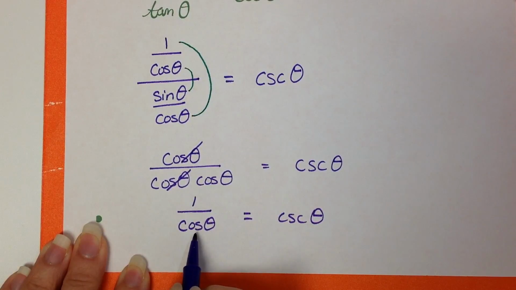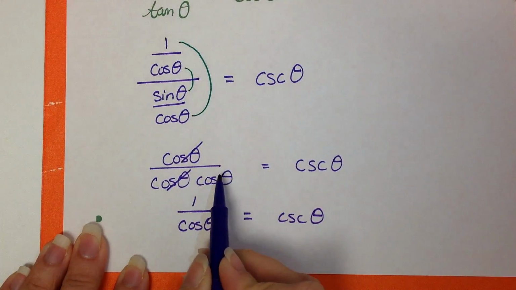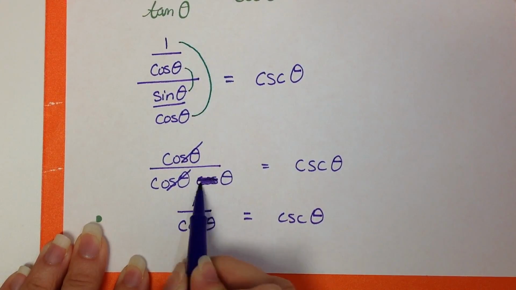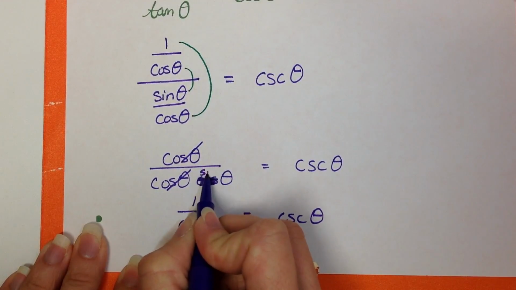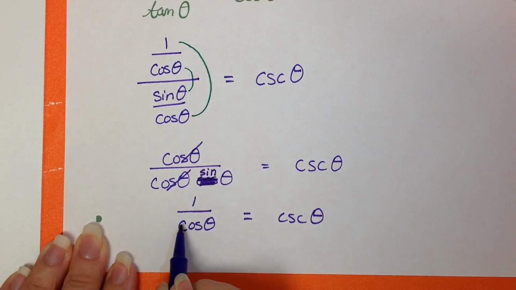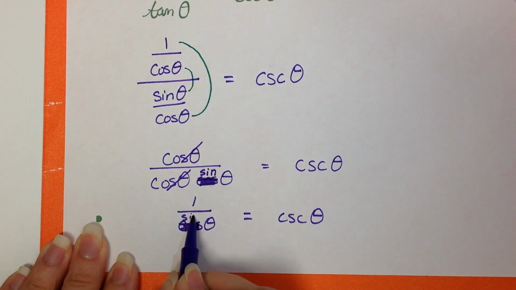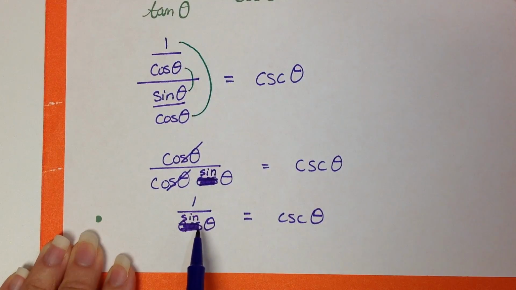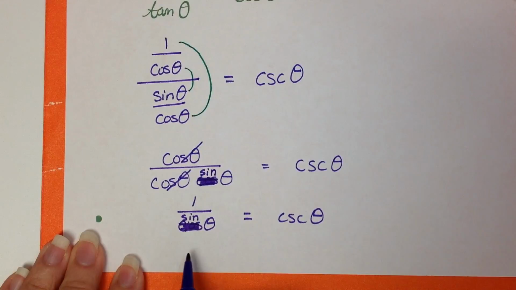And then 1 over, oh, I'm sorry. This right here was supposed to be a sine. So make sure you fix this. Cosine times sine, which means this is a sine. And then you have the reciprocal identity that says 1 divided by sine is cosecant.